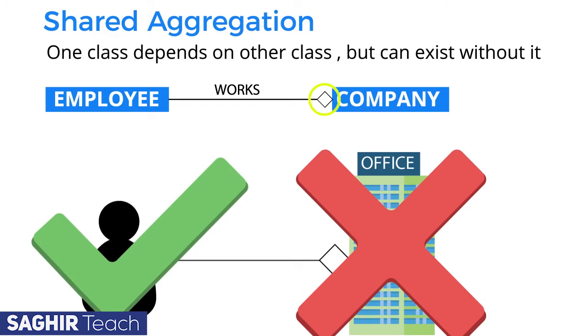So the difference between composition and aggregation is that the related class of the composition vanishes with its main class. There will be no more existence of the related class. And in shared aggregation, the related class, although highly dependent, will still remain intact after the vanishing of its main class.